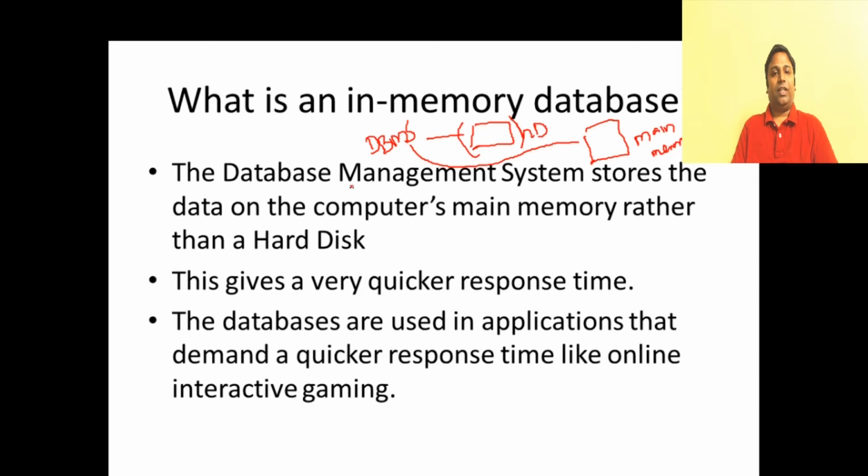This is the definition: the database management system stores the data on the computer's main memory. Everything remains on the RAM, and it's not on the hard disk. So what is the advantage of this? When I maintain the entire database contents in the main memory, it's going to give a very fast response. When you think about multiplayer games, you see how quick the response should be, how quickly you should get your team members' scores. That's where in-memory databases come in handy.